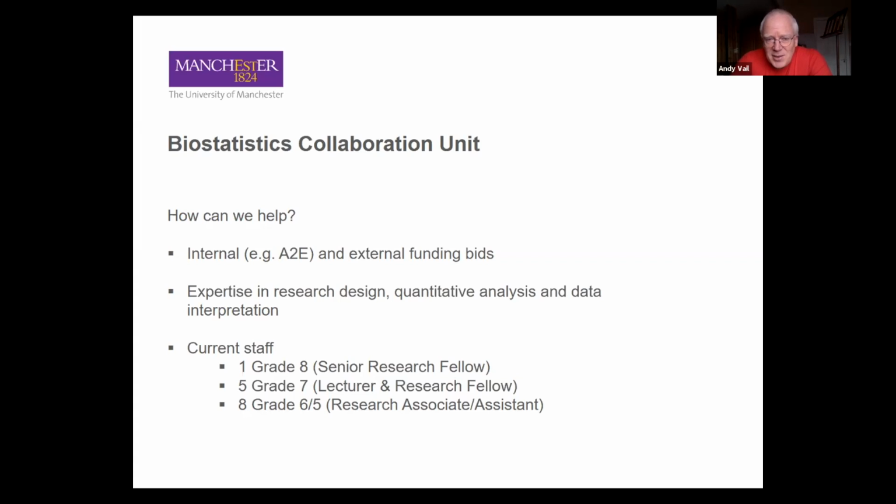And as a guide to how it's currently staffed, you'll see there we have one senior research fellow, a number of people at lecturer and research fellow grade, and a larger number at the cheaper grades where funders are much more happy to pay for people. But notice that these are all academic and research staff. This is not a technical support service. This is an academic collaboration. There's a clue in the name, Biostatistics Collaboration Unit. We are interested in academic collaboration and making sure that things are being done in a statistically sound way.